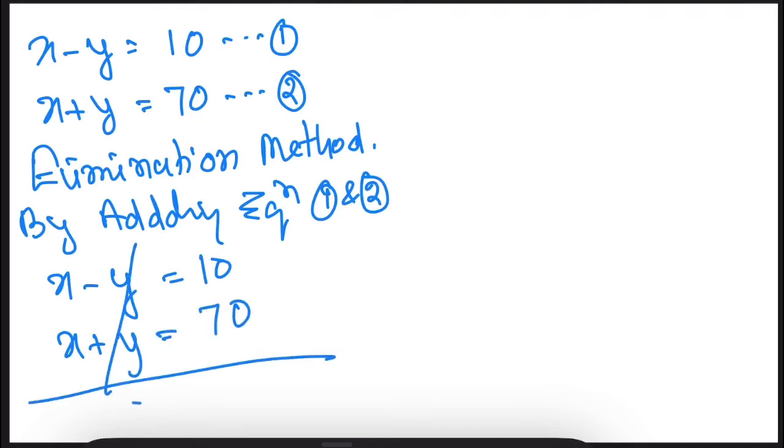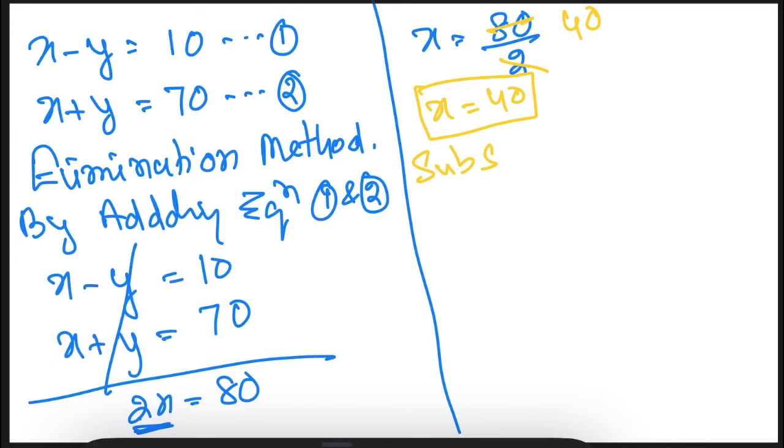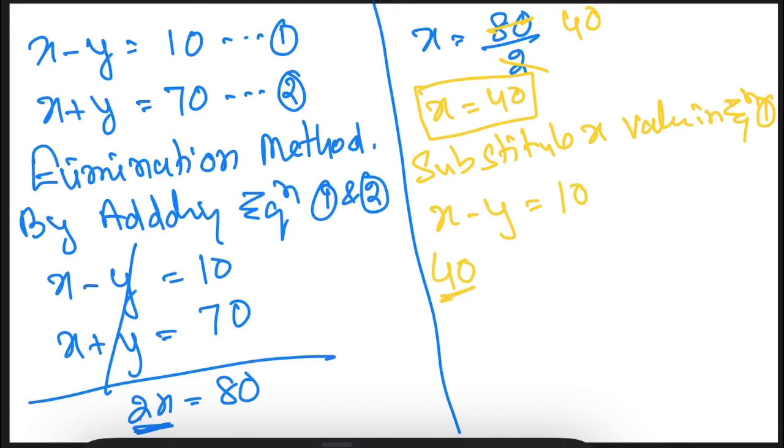Now y is gone. So 2x equals 80. The 2 is multiplication, so on the other side it comes as division. In the 2 table, it goes 40, so x equals 40. We do it like this, but write what the last answer asks for. Now to get the y value, substitute the x value in equation 1. x minus y equals 10. Then x is 40.